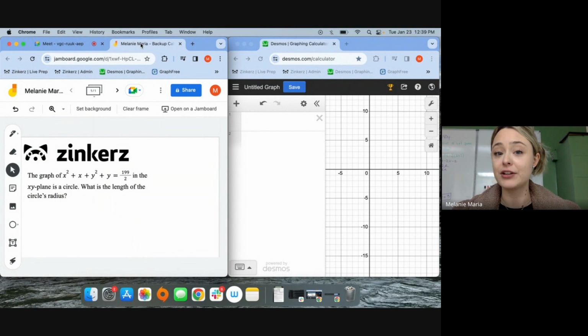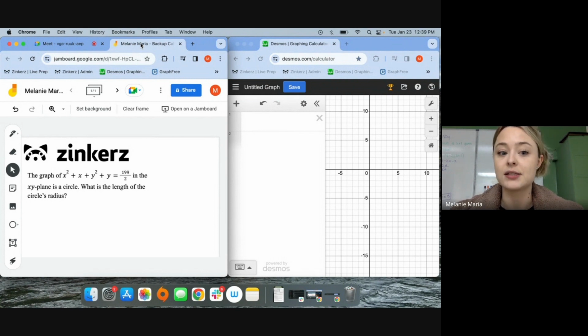Let's take a look at another digital SAT question and how we can use Desmos to help us solve it. This question says, the graph of x squared plus y squared plus y equals 199 over 2 in the xy plane is a circle. What is the length of the circle's radius? So this is a pretty classic equation of a circle question.